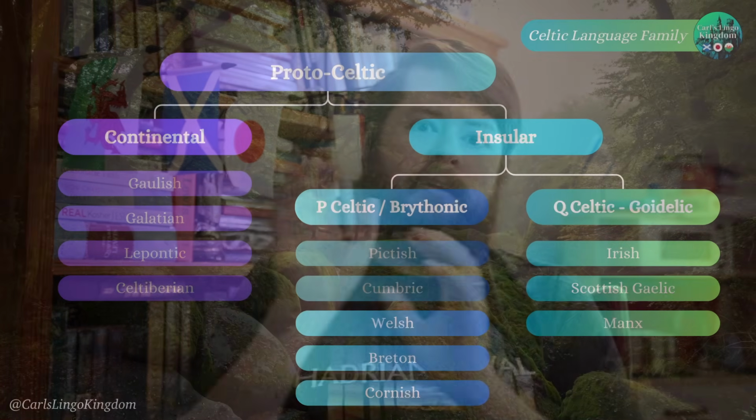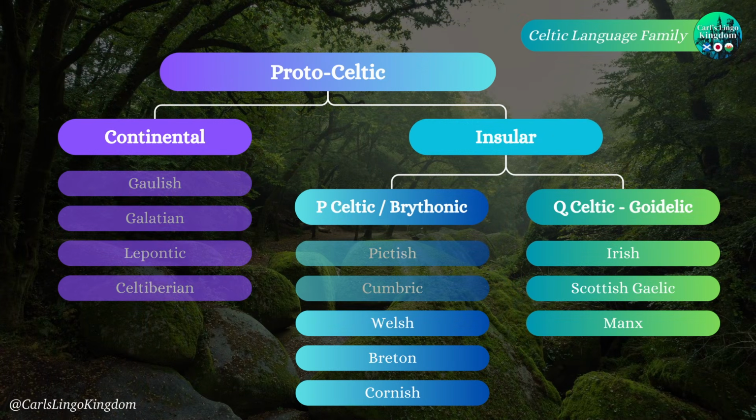Now, what does that mean? Celtic languages are typically divided by linguists into two different branches, the Goidelic and the Brythonic branches. They're kind of known respectively as Q Celtic and P Celtic. So the Goidelic or Q Celtic would include Irish, Scottish Gaelic, and Manx. And then the Brythonic or P Celtic would include Pictish, which is extinct, Cumbric, which is also extinct, and then Welsh, Cornish, and Breton. And so you're like, Q and P, why is it called that?